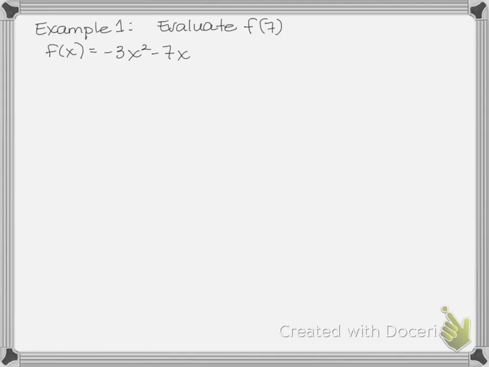We need to evaluate f of 7 given the function f of x equals negative 3x squared minus 7x. So what does that mean? Well, all you're doing is just substituting every x. Remember, that means that's your x value, okay? So substitute every x with a 7.